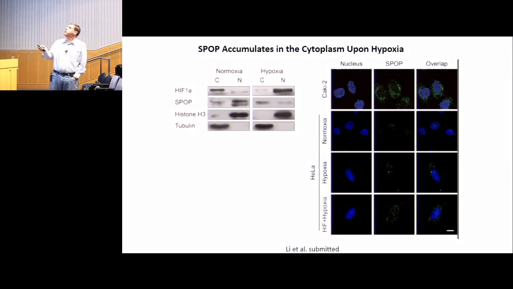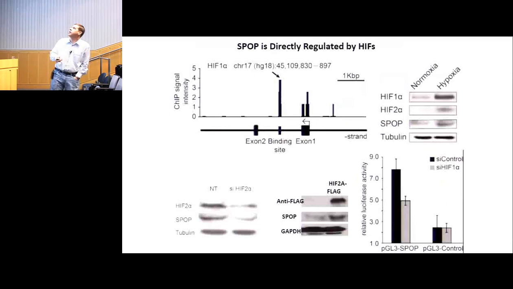We show here that SPOP actually accumulates in the cytoplasm under hypoxia. These are different cytoplasmic or normoxic fractions. And then you also see this in cell lines, although you have to turn the lights down a little more to see that. SPOP is directly regulated by HIFs, so we mapped HIFs genome-wide to find binding sites in SPOP. We took this binding site, cloned it out, and showed that it has HIF-responsive elements. We mutate those elements, and it's no longer HIF-responsive. We can overexpress HIF, and it overexpresses from that element. We can knock down HIF, and it underexpresses.